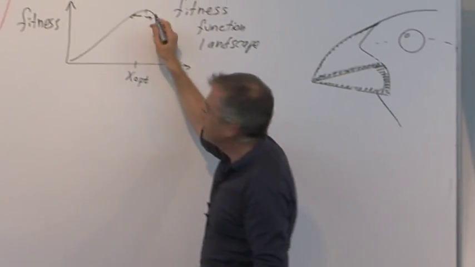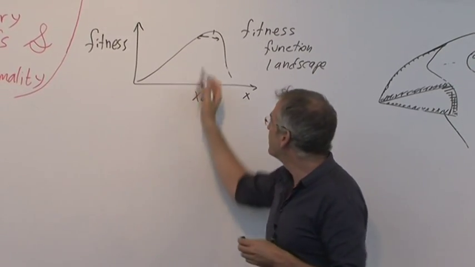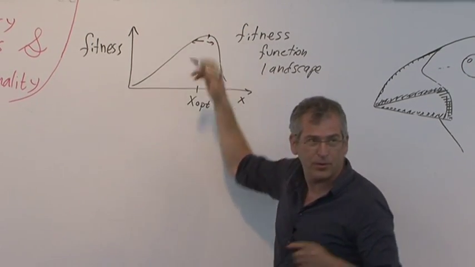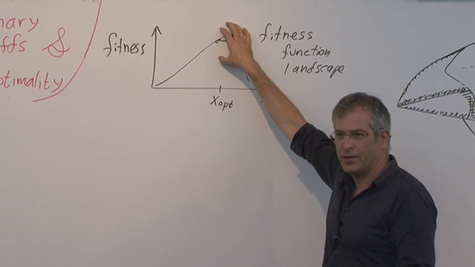Because a high mutation rate is also deleterious, which means bad. If you're here, then mutations are bound to take you down in fitness, no matter which way you change. So that's called mutational load. If you have a high mutation rate, the net effect of the loss in fitness because of mutation is called mutational load. So if you're in this region, mutation rate should be low.